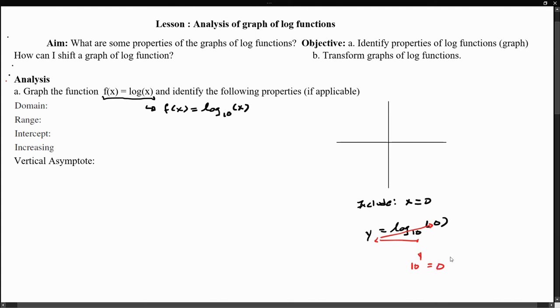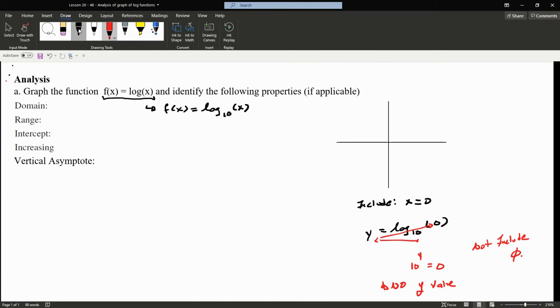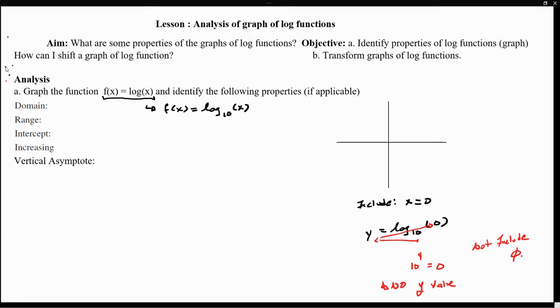But notice that there is no y value that will make this a true statement. So therefore, we cannot include 0. We already showed that we cannot use 0, but notice that this graph only uses positive x values. So therefore, my domain, using interval notation, is from 0 to positive infinity.